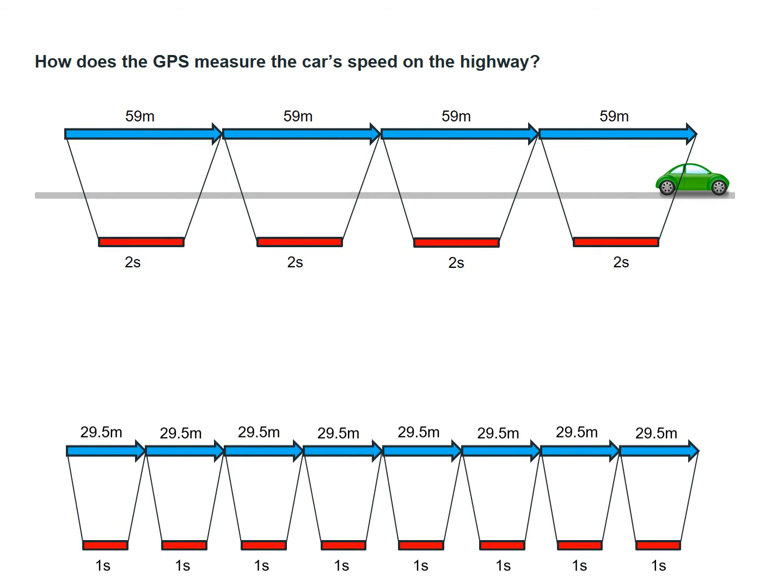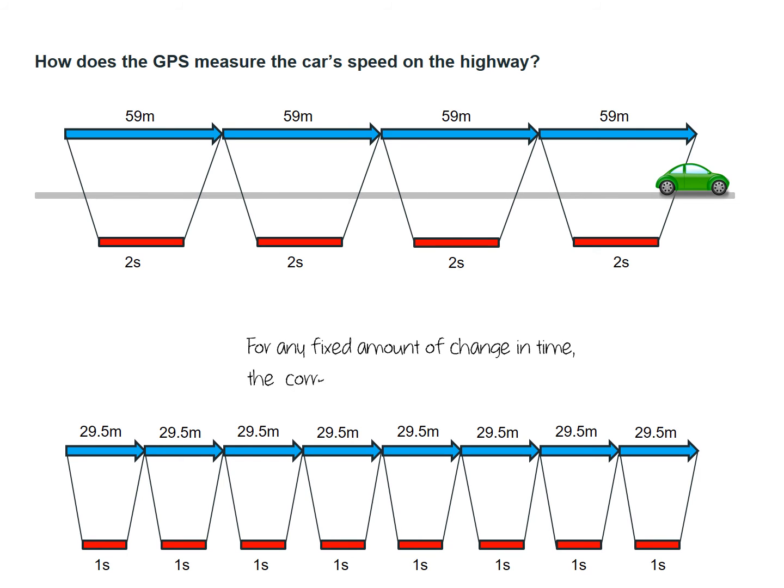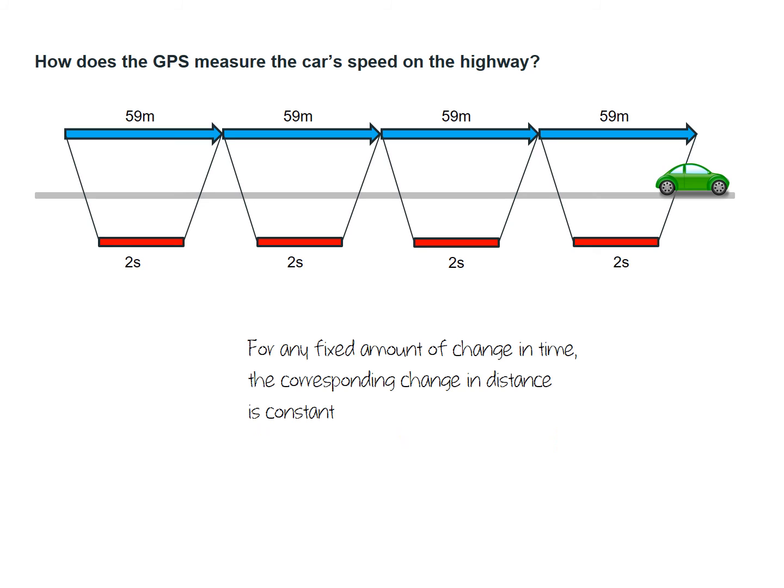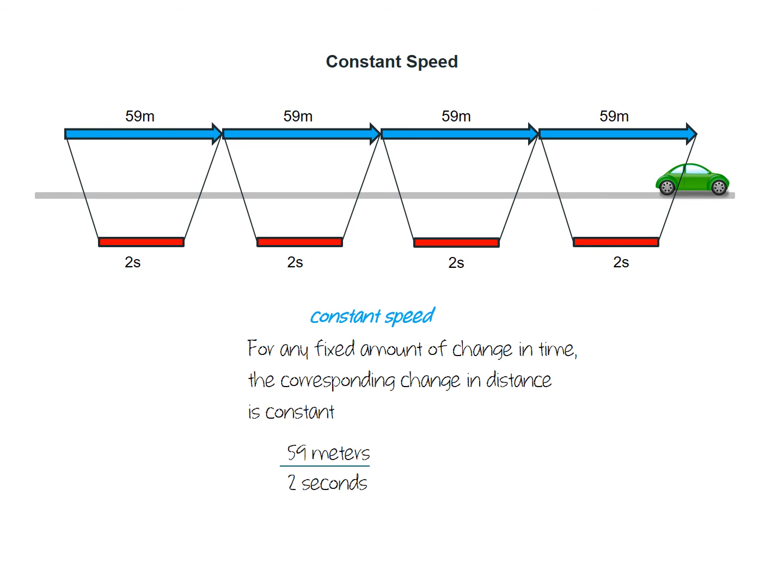And now we've seen 2 examples where the size of each distance interval is always the same for each time interval. Another way to say this is, for any fixed amount of change in time, the corresponding change in distance is constant. In the first case, for every 2-second change in time, there is a 59-meter change in distance. This means that for any 2-second change in time, the car will travel 59 meters. So the speed of the car is a constant 59 meters per 2 seconds.